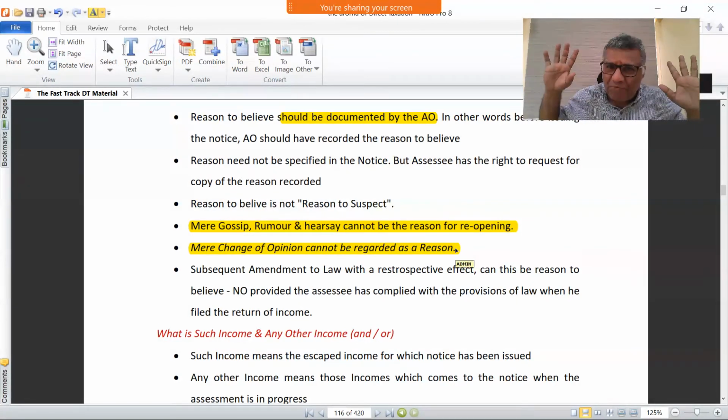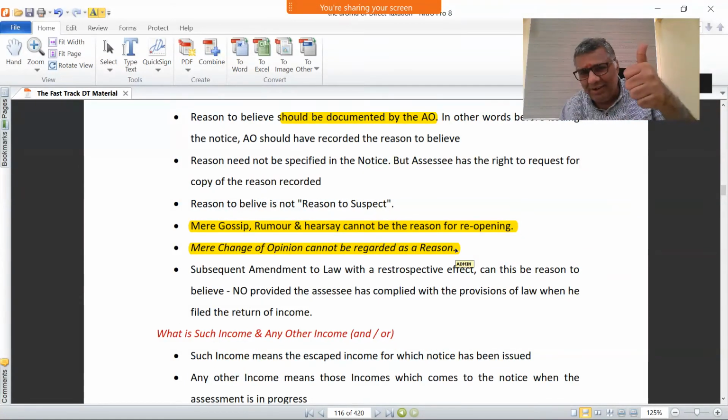Mere change of opinion cannot be treated as reason to believe. Okay, so reason to believe has to be documented and provided to the assessee. Not reason to suspect, just reason to believe. And mere gossip should not be reason to believe. A subsequent amendment to the law with a retrospective amendment is not reason to believe. Mere change of opinion is not reason to believe.